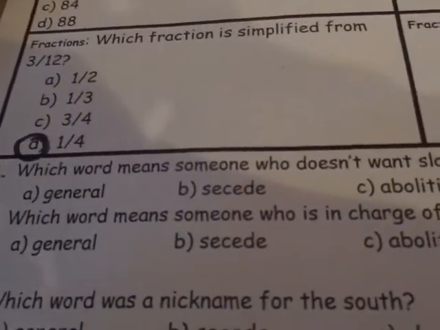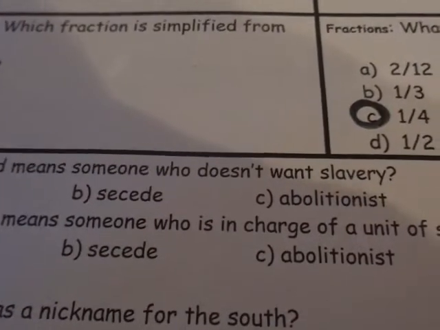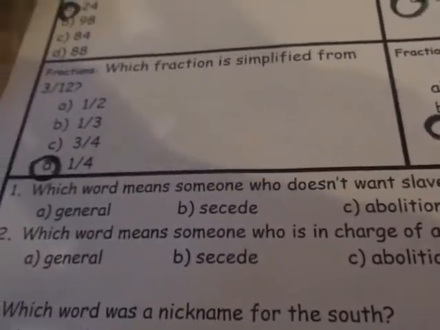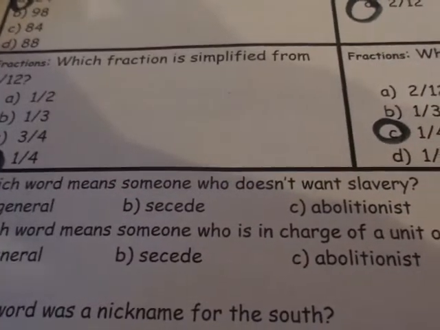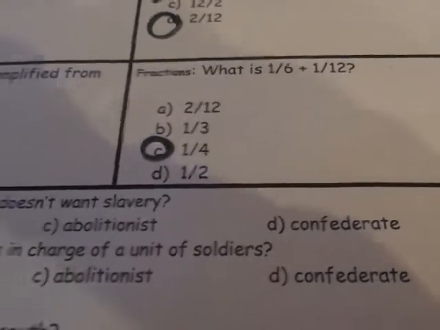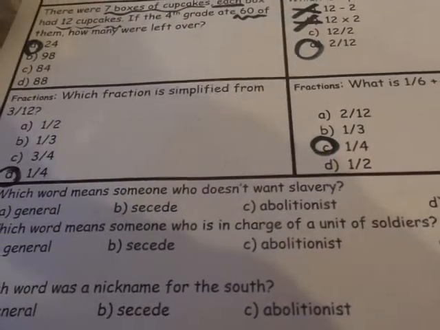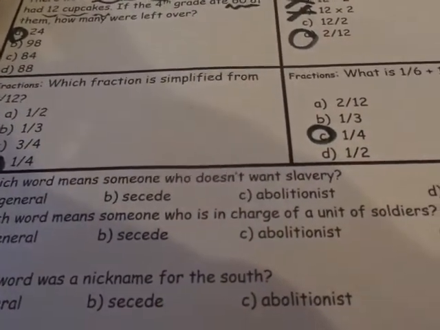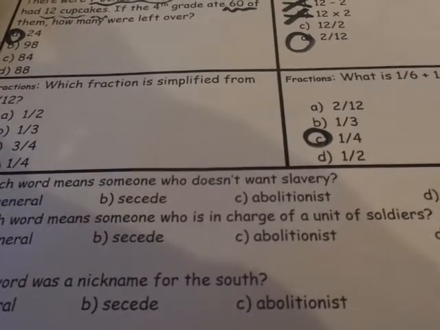All right, our social studies questions. Which word means someone who doesn't want slavery? This is a person who supported their freedom. Was it A, general, B, secede, C, abolitionist, or D, Confederate? Which one of those people did not want slavery? An example is John Brown and Harriet Tubman and Nat Turner.